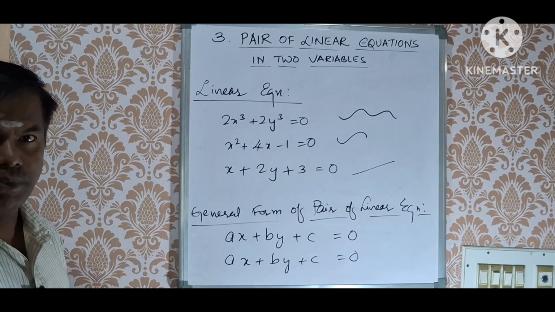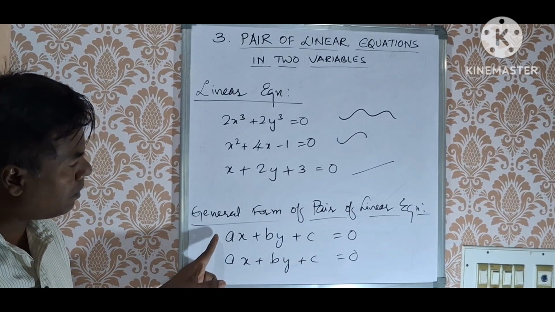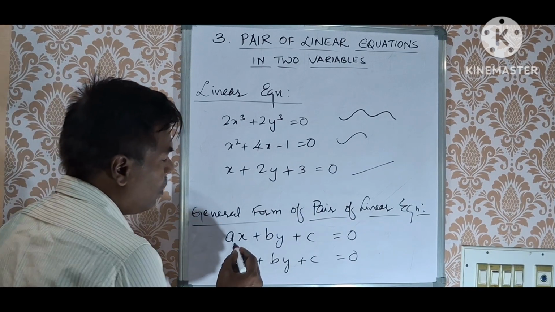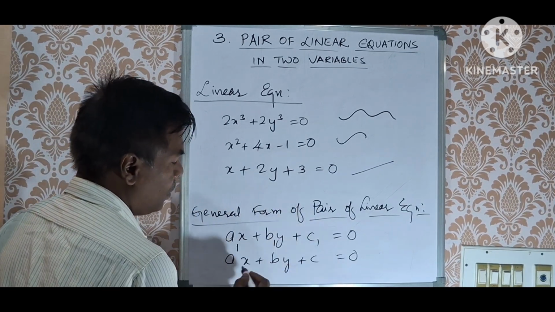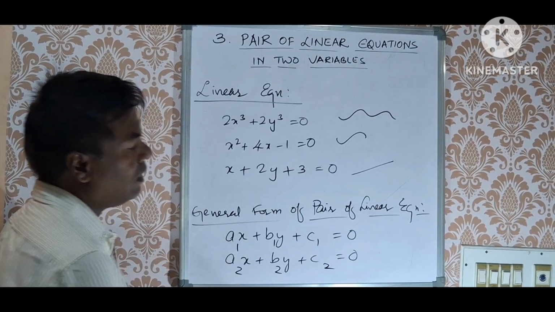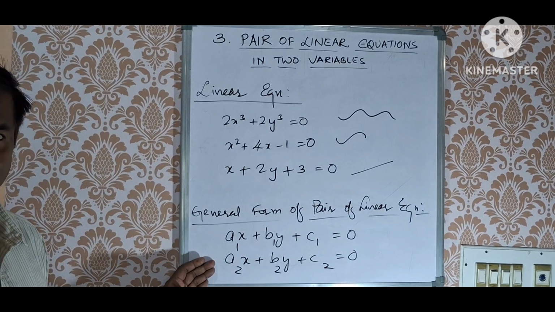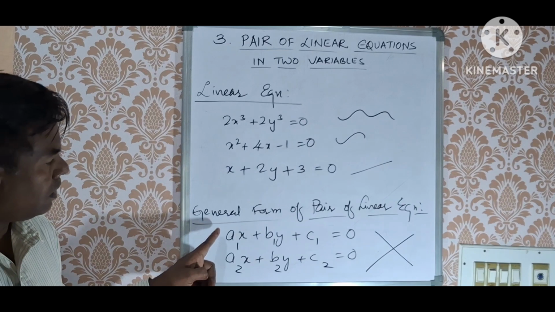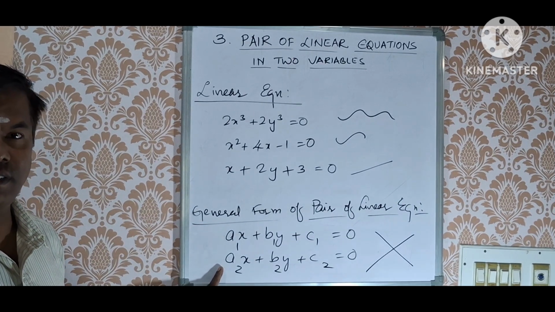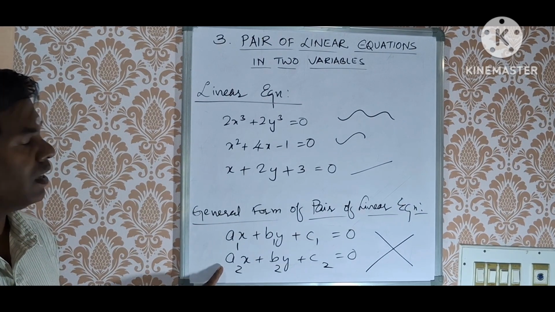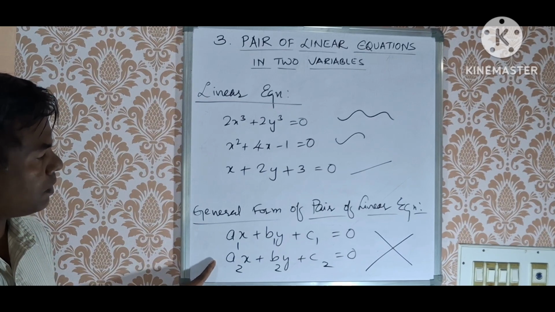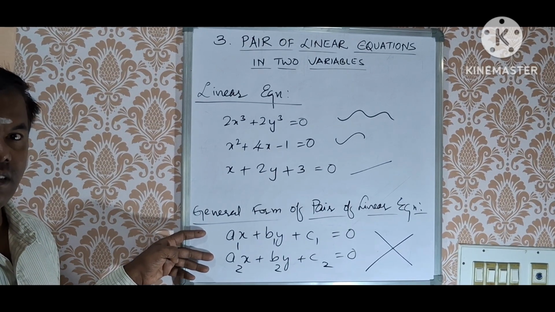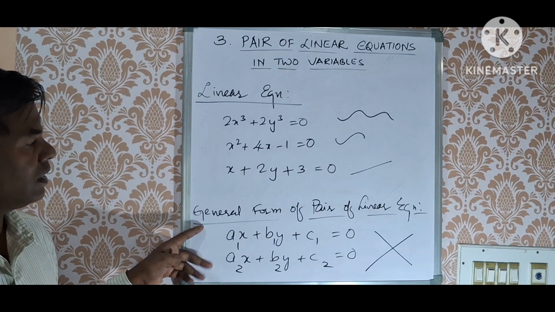This is one equation. This is another equation, but both are similar. How to differentiate? One, one, one, two, two, two. Then this is a different equation, this is a different equation. This is a straight line and this is a straight line. So these two are called a pair of linear equations. Why are they called a pair of linear equations? This represents a straight line, this represents a straight line. Therefore, these two represent a pair of lines. Therefore, they are called a pair of linear equations.